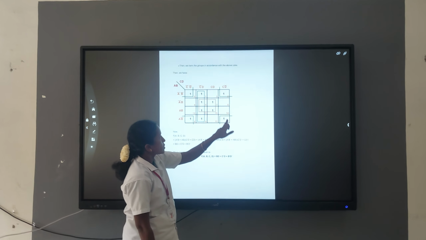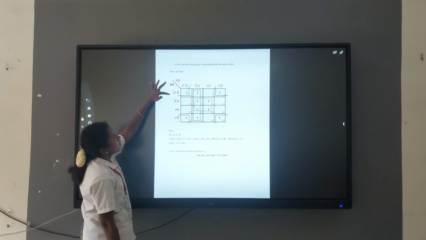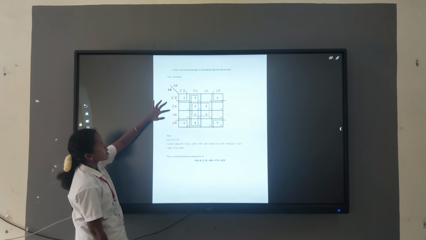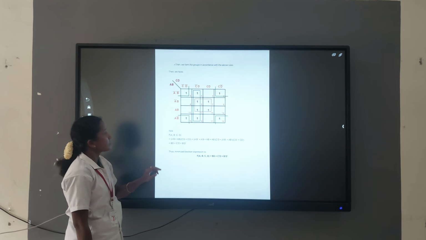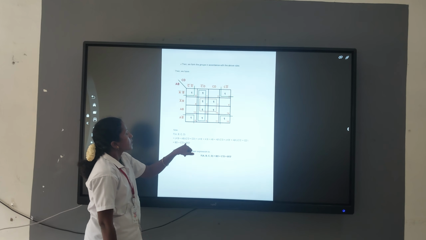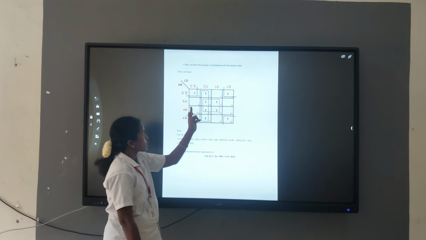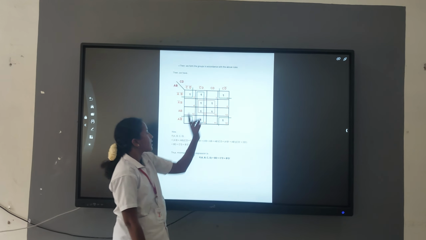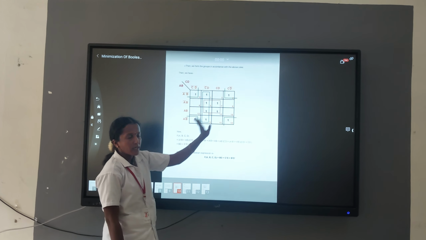Here also, first row and last row, but fourth column. Which letter is common? Here A bar B bar, here A B bar. So which letter is common? B bar is common. So here B bar. Next, here first column, so C bar D bar, here C D bar. Which variable is common? Here D bar is common. So B bar and D bar. So this is one grouping expression.